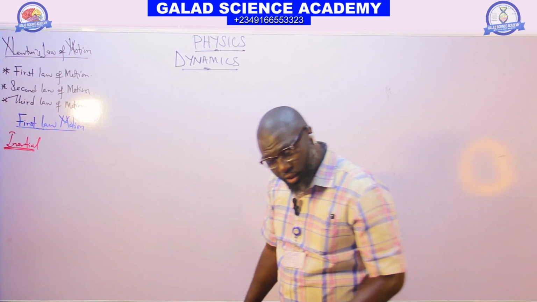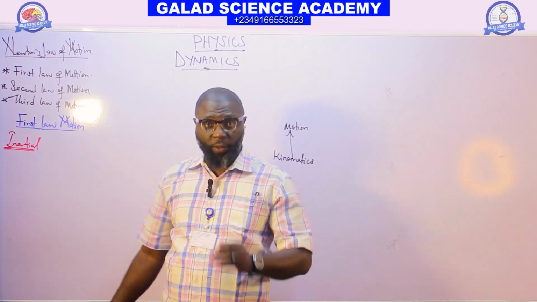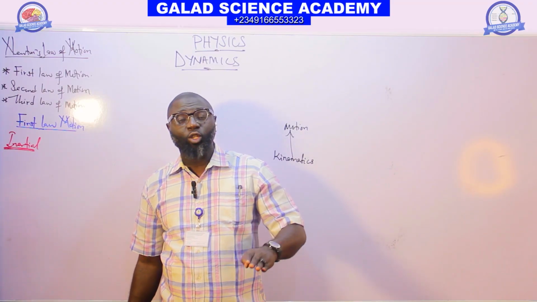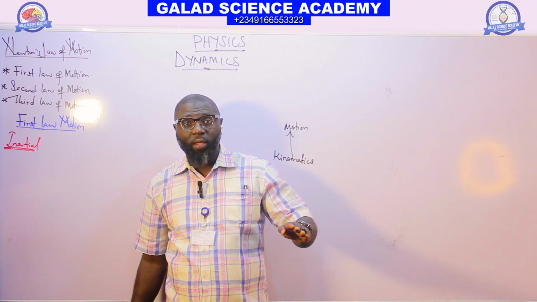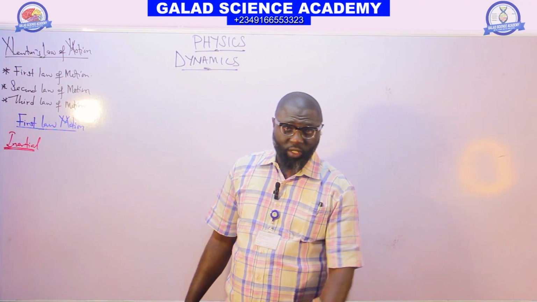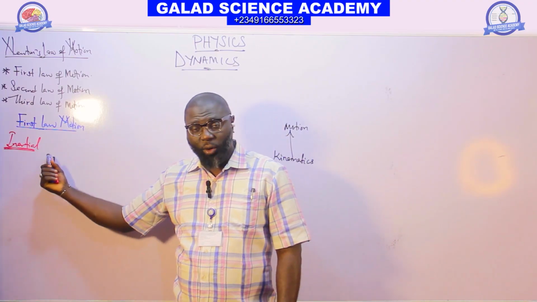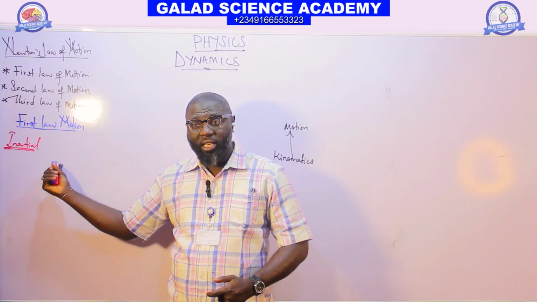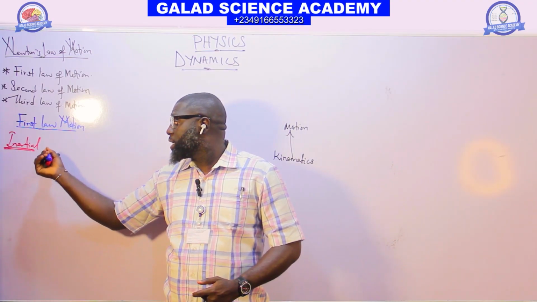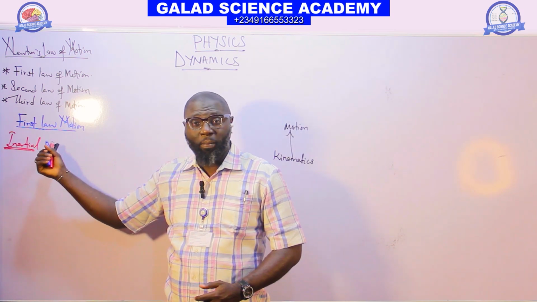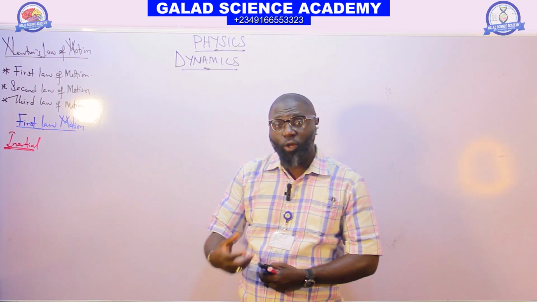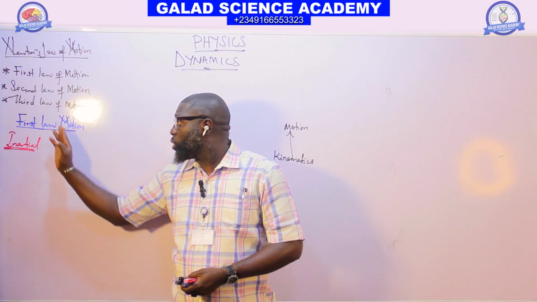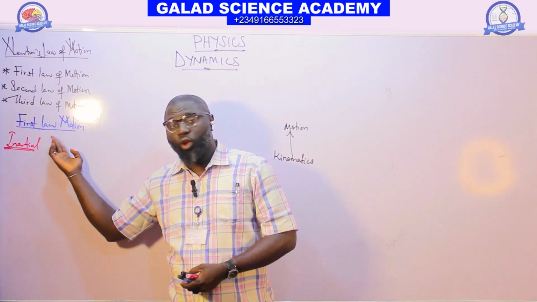If a body is moving at a uniform speed, the tendency of that body to keep on moving in the absence of external force, we call it inertia. And inertia is the mass property of a substance or of a body. That is what we call inertia. So then let's move to the first law of motion.